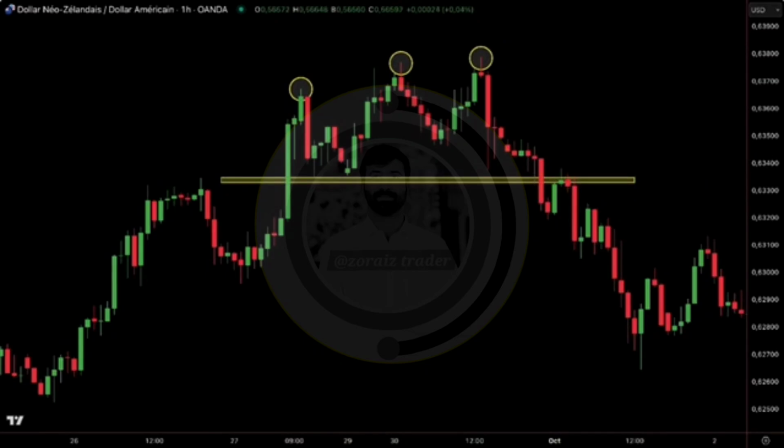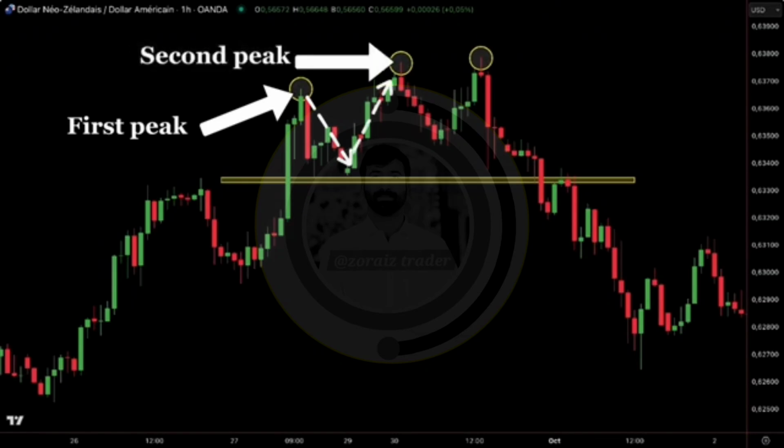A valid triple top consists of four key parts. First peak, price moves up and hits a resistance level. Pull back, price drops slightly but then attempts to go higher again. Second peak, price reaches the same resistance level but fails to break through. Third peak, price makes one final attempt to break higher but fails again, confirming seller dominance.